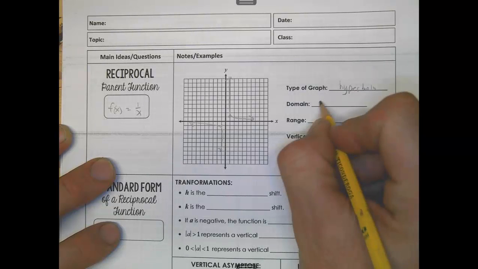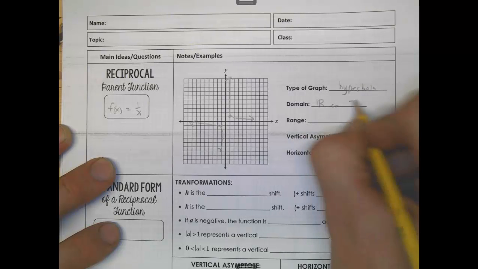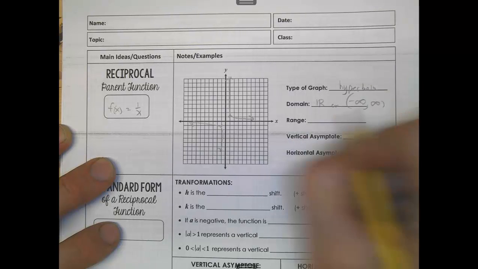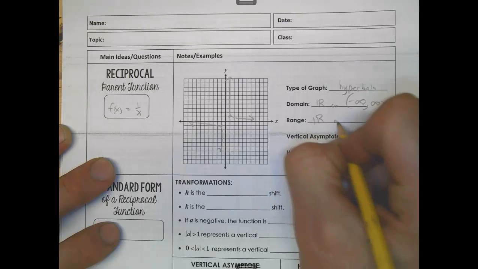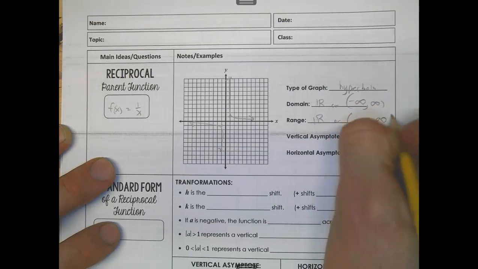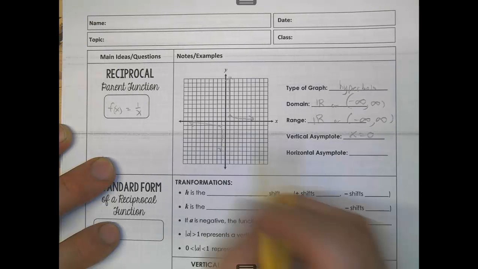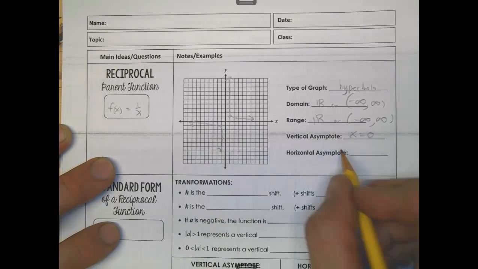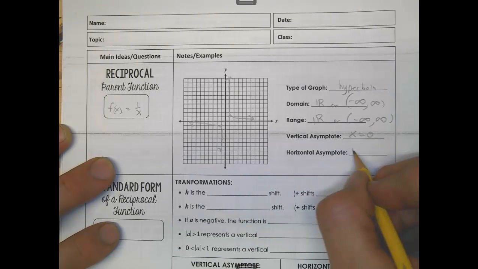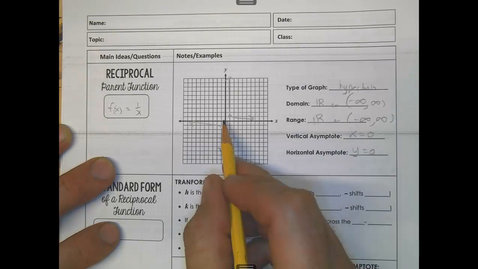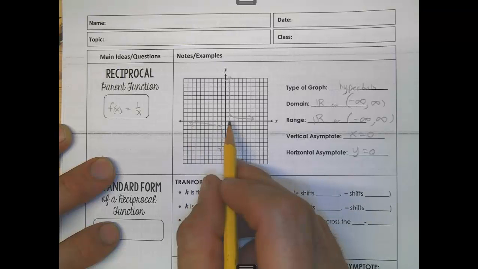All right, the domain is all real numbers or -infinity to infinity if you prefer. Range, same thing, all real numbers or -infinity to infinity. The vertical asymptote is the y-axis, which is the line x equals 0, right? Y can be anything. And the horizontal asymptote is the line y equals 0, which is the x-axis. Y equals 0, and x can be anything.